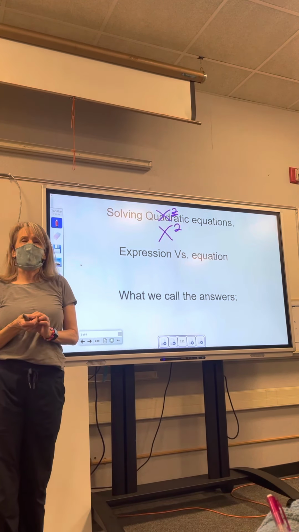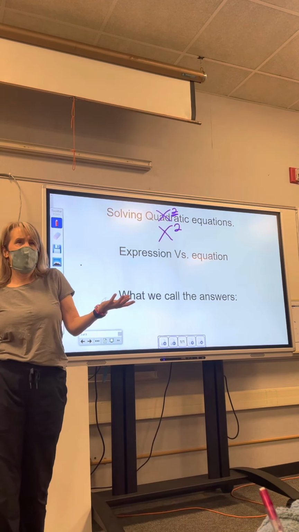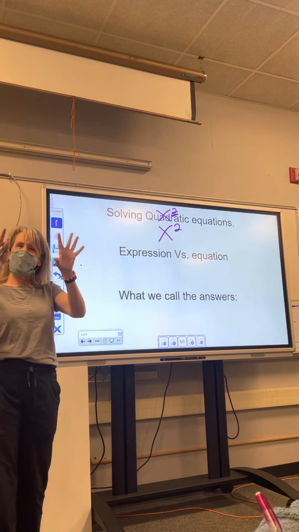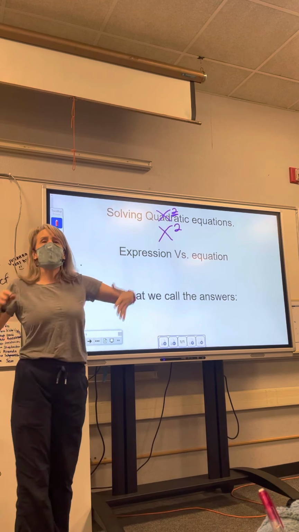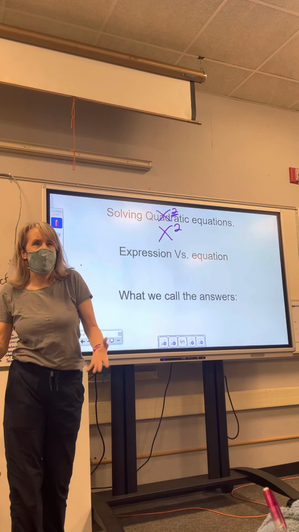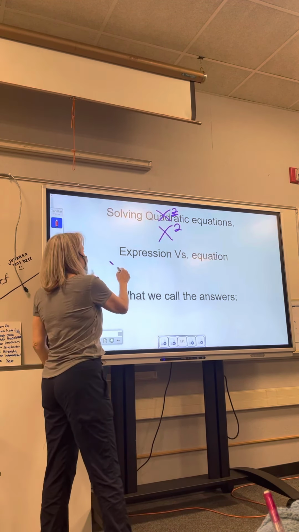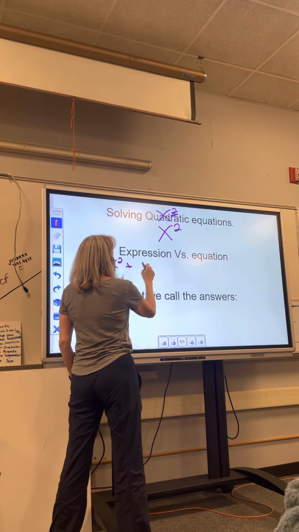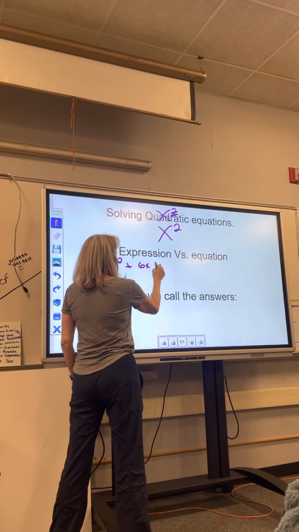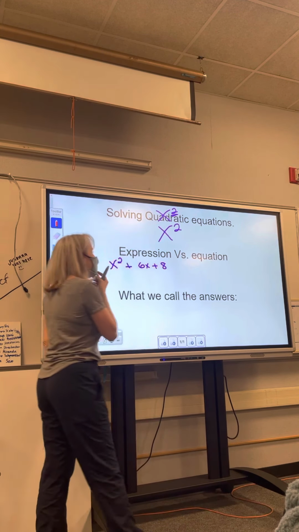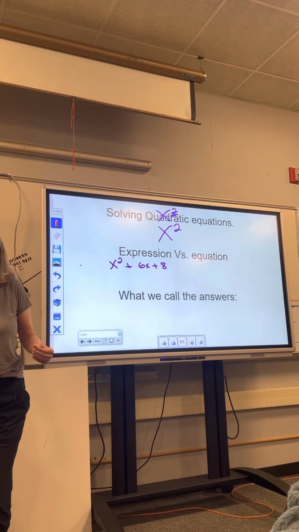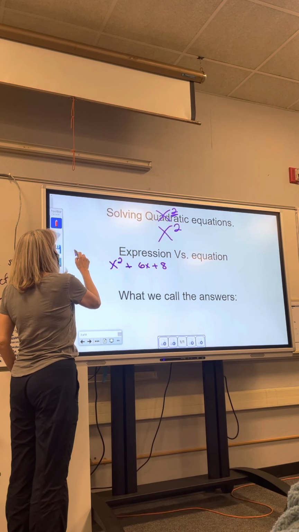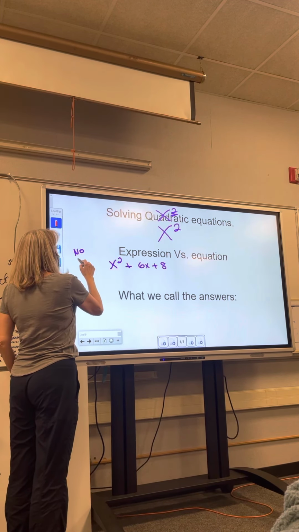Now, if you're thinking, Mrs. Tarantino, haven't we been doing quadratic equations this whole time? Here's a thing that you need to kind of know, but not super know. We've been dealing with quadratic expressions. You might want to write this guy down. Look at this guy. X squared plus 6x plus 8. That is a quadratic expression. And here's why it's an expression. It has no equal sign.